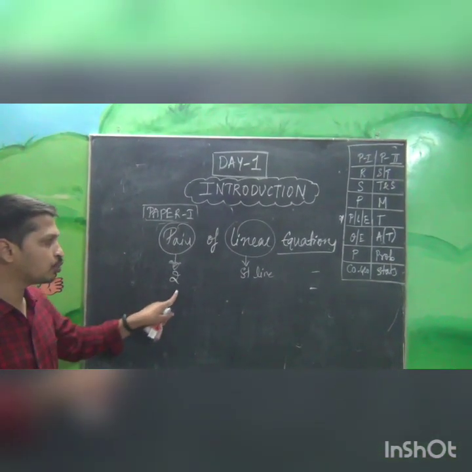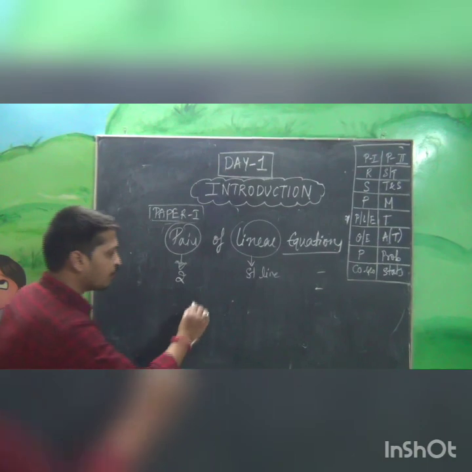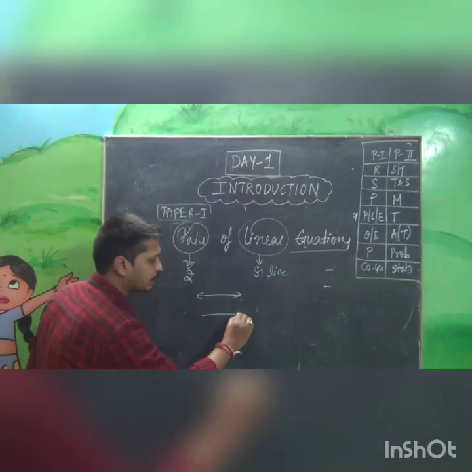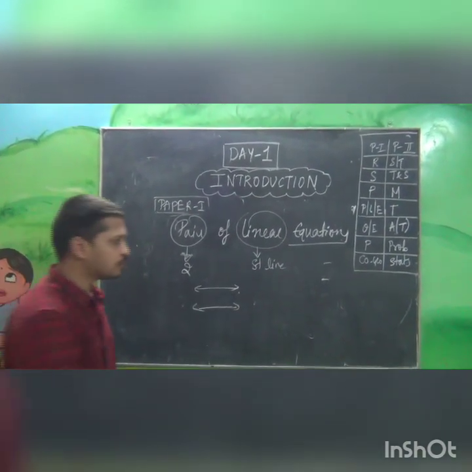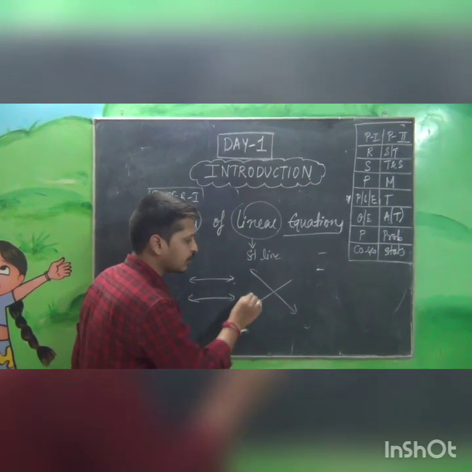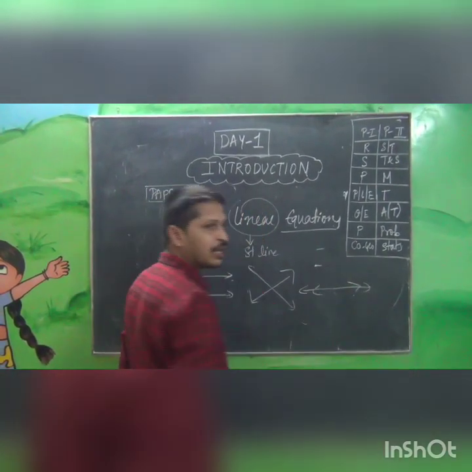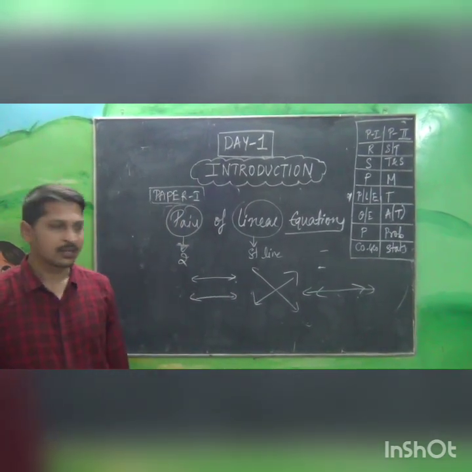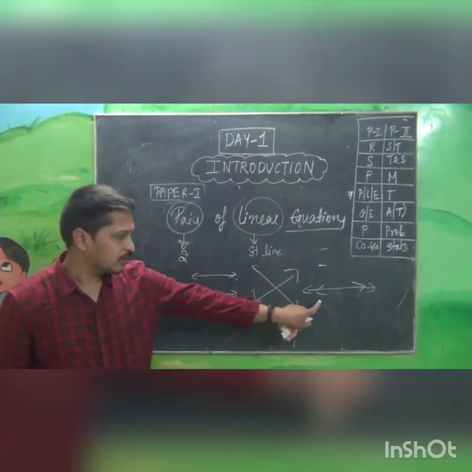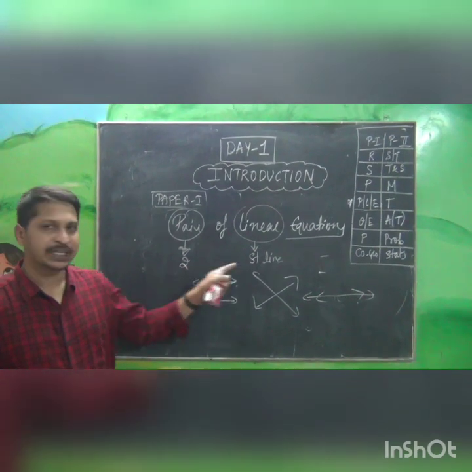Now, when I am talking about two straight lines, the two straight lines might be parallel. The two straight lines might be intersecting. The two straight lines might be coincident. Coincident is nothing but one line lying on the other line. Okay, these three are what we can form by using two straight lines.